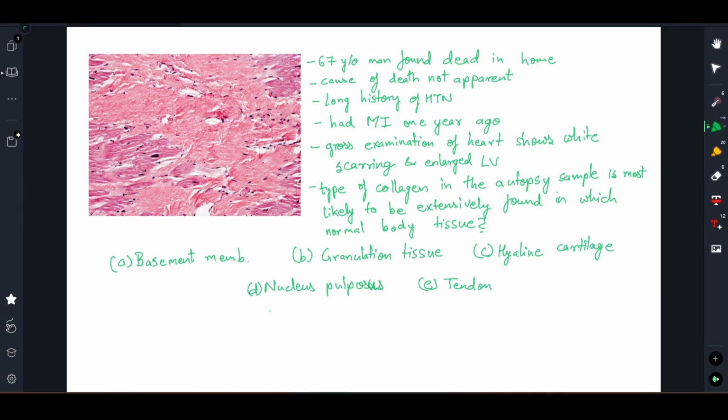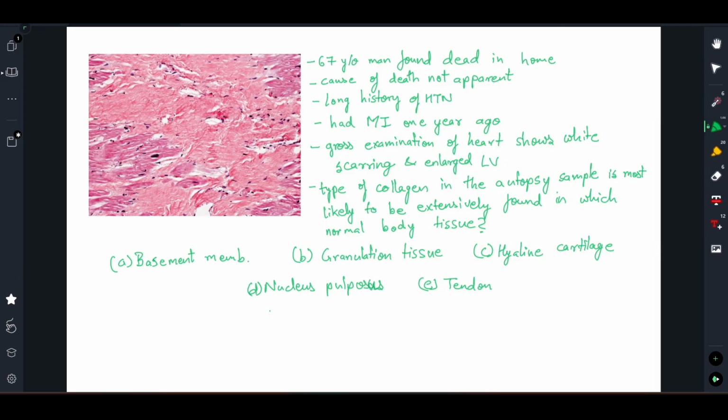Now when the healing process starts initially, there is fibroblastic proliferation and granulation tissue is formed, in which you find type 3 collagen to be in abundance. This slowly progresses as healing occurs, and when we move towards the scarring phase, where the scar is being formed, the type 3 collagen reduces in amount and type 1 collagen increases in amount. So basically we have to find out in the options where you will get type 1 collagen in abundance.